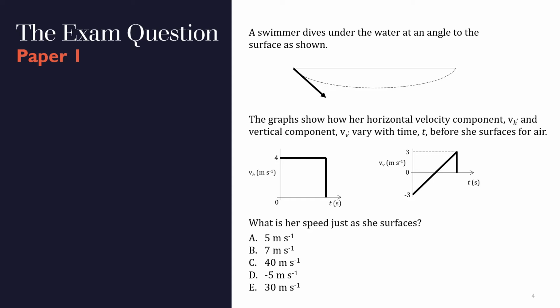A swimmer dives under the water at an angle to the surface as shown. The graphs below show how her horizontal velocity component, v sub h, and her vertical component, v sub v, vary with time t along the x-axis before she surfaces for air. So we can see from the diagram she dives under, she's got a horizontal speed and a vertical speed, and then she pops up. What is her speed just as she surfaces? And then we have a selection of choices.